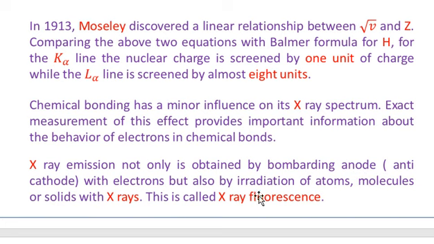with electrons, but also by the irradiation of atoms, molecules, or solids with X-rays. This is called X-ray fluorescence. So you see that X-ray emission can be observed if you bombard an anode with high energy electrons. The second option is that you irradiate a sample, for example a gaseous sample of the substance, with X-rays, and then of course you can observe the emission of X-rays from those materials. This is called X-ray fluorescence.